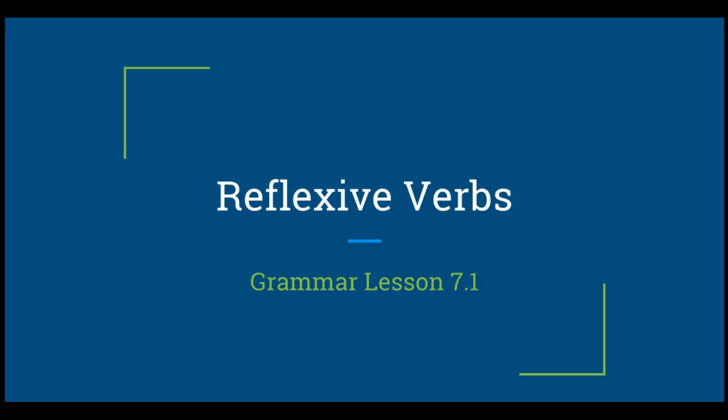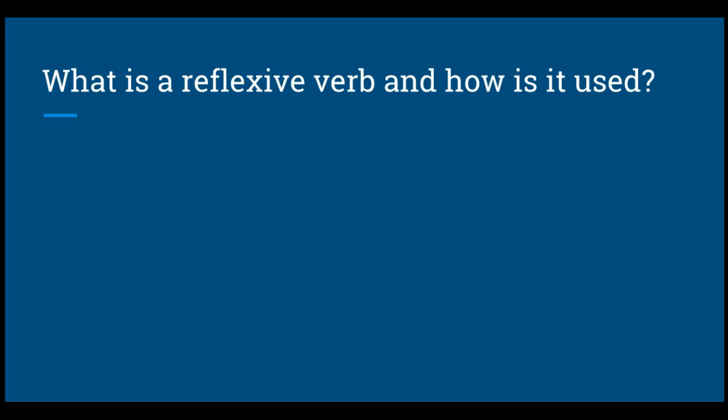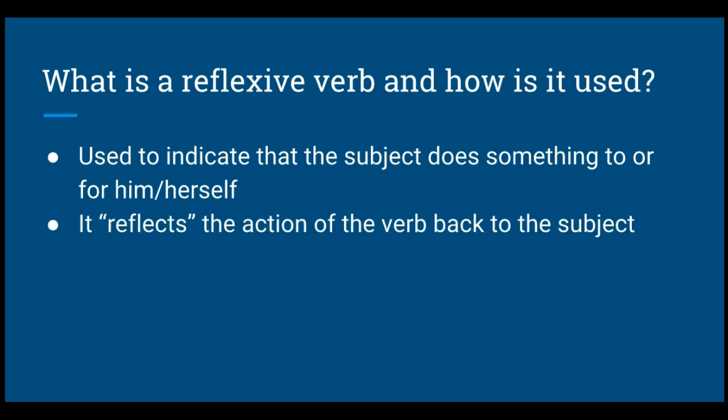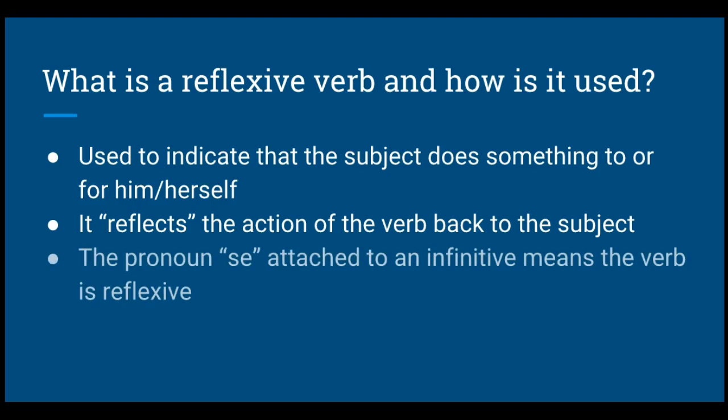Grammar Lesson 7.1, Reflexive Verbs. What is a reflexive verb and how is it used? Reflexive verbs are used to indicate when the subject does something to or for himself or herself. So basically the reason it's called a reflexive verb is because the action is reflected back onto the subject.